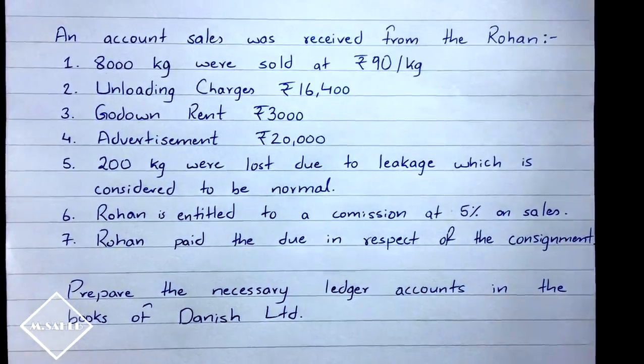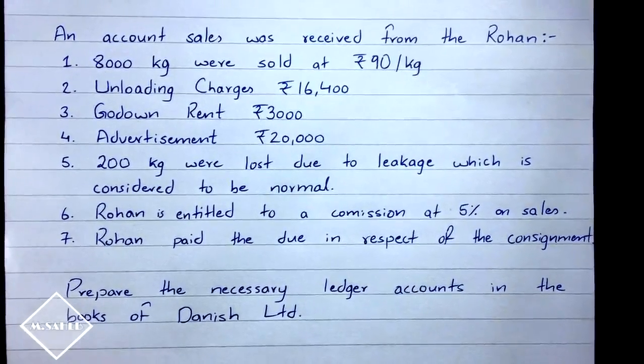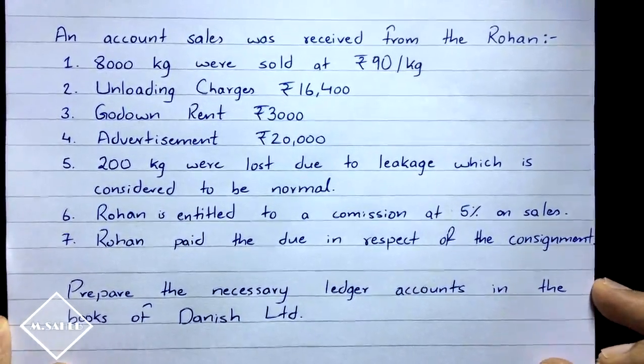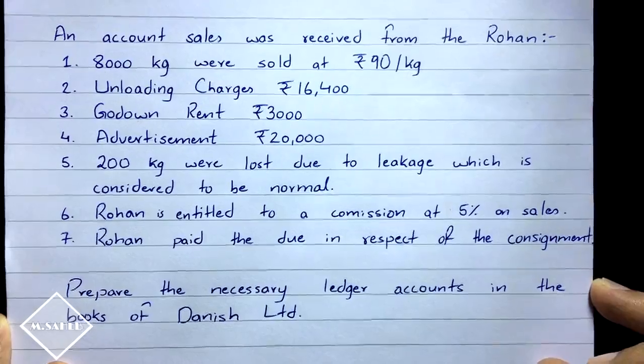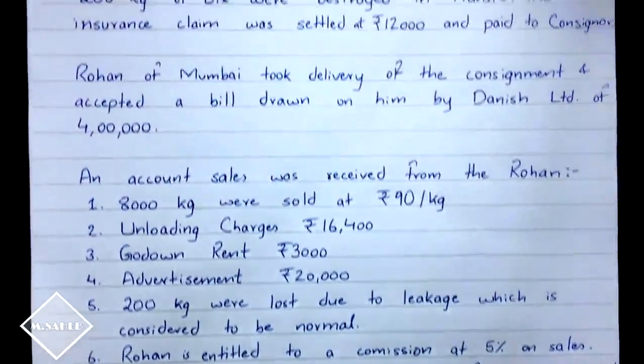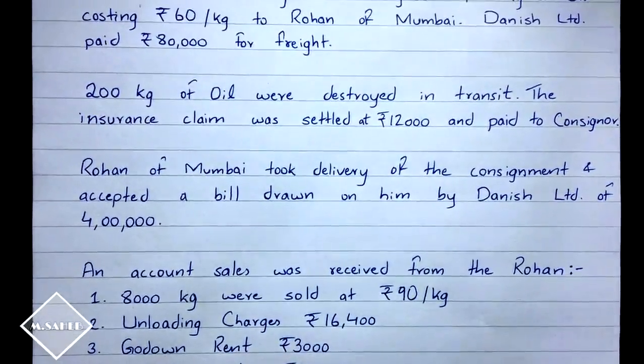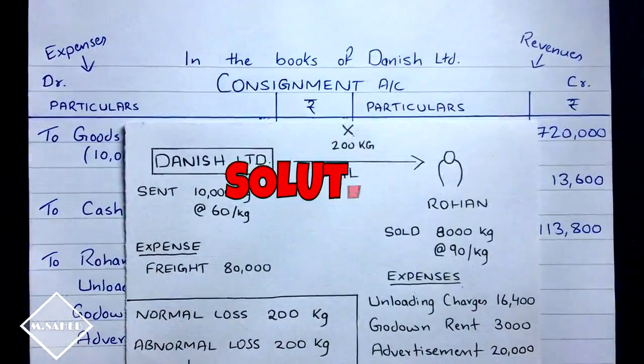So now let's solve this question and see how to prepare the consignment account and the consignee account, how to treat abnormal and normal losses, and how to calculate and do the valuation of the closing stock. Okay, now let's solve this question.